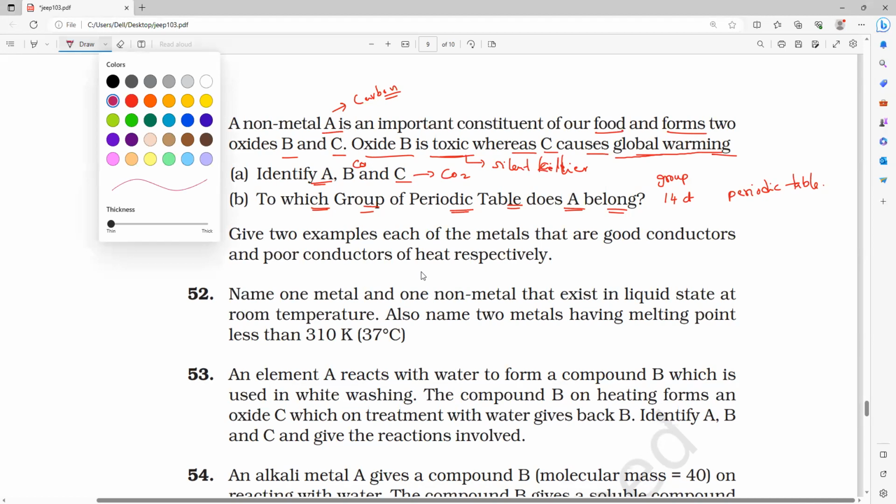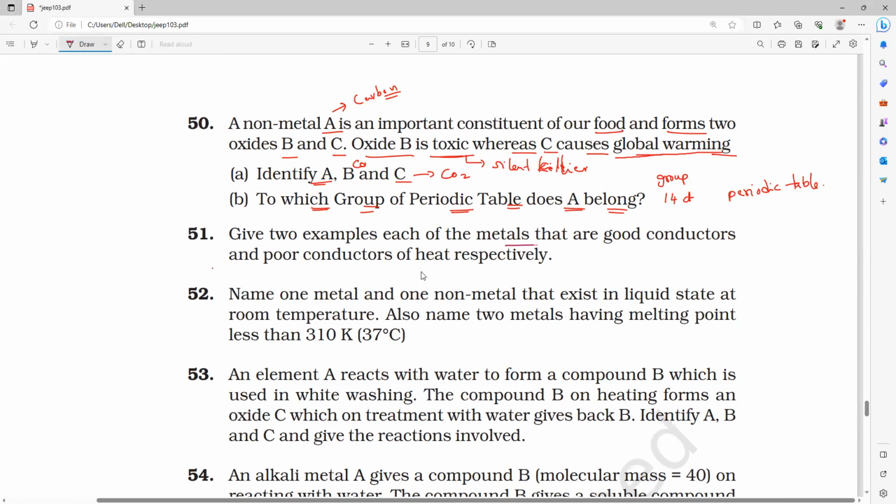Next. Give two examples each of metals that are good conductors and poor conductors of heat respectively. Metals that are good conductors of heat: silver and copper. So we can take silver, Ag, and copper. Next, poor conductors of heat: lead, Pb, sorry, heat, not electricity. Lead and also mercury. Mercury. Please remember, while teaching I have taught you exceptional cases.